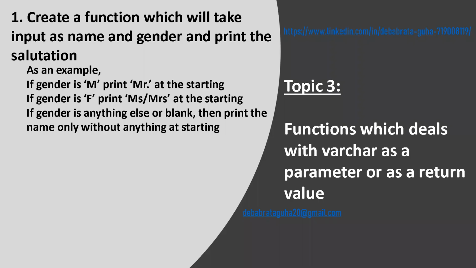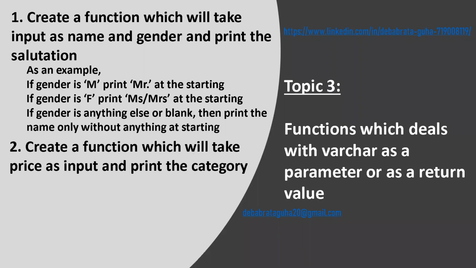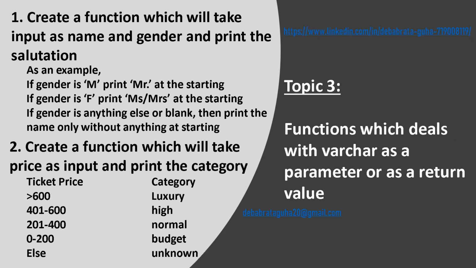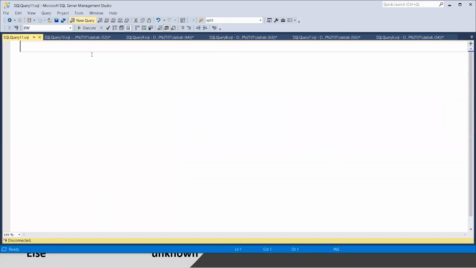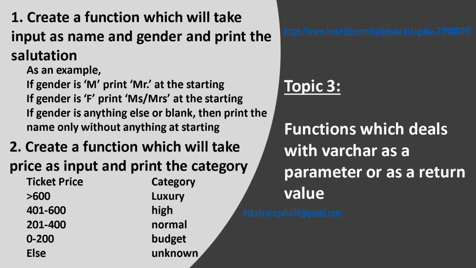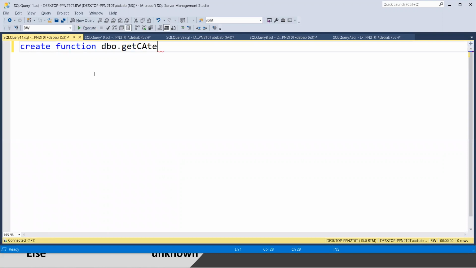All right. So if I proceed now, let me check what else is there. It is asking to create a function which will take price as input and print the category. So here it means it will take the ticket price from any table. It will take that value and it will try to return the category. So here it will return the varchar. So we are trying to deal with varchar this time. So this time I will try to create the function pretty straightforward. I will not use that in a table first. So I'll just try to create the function. What should be the name of the function? Category. So get category, suppose.